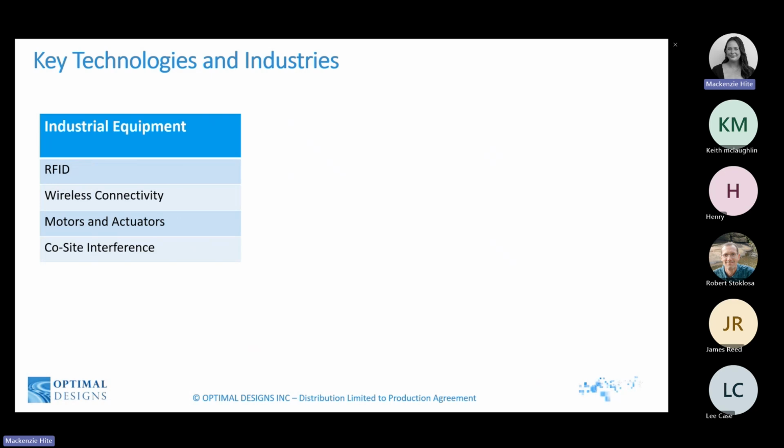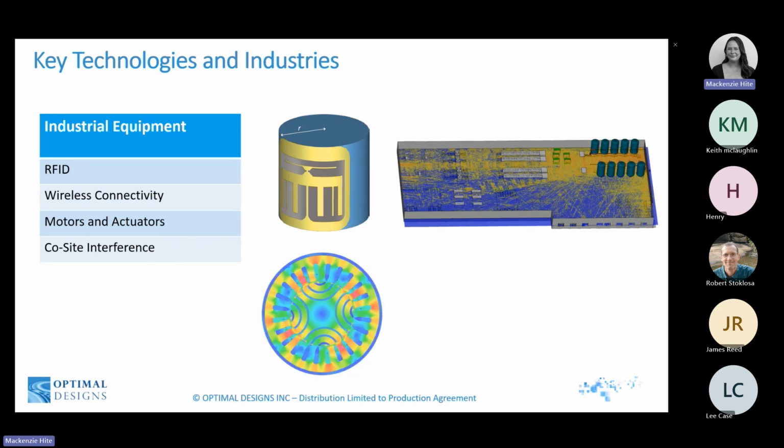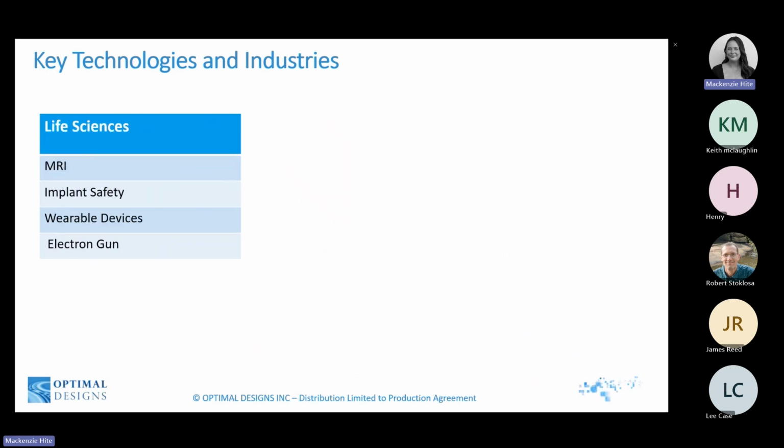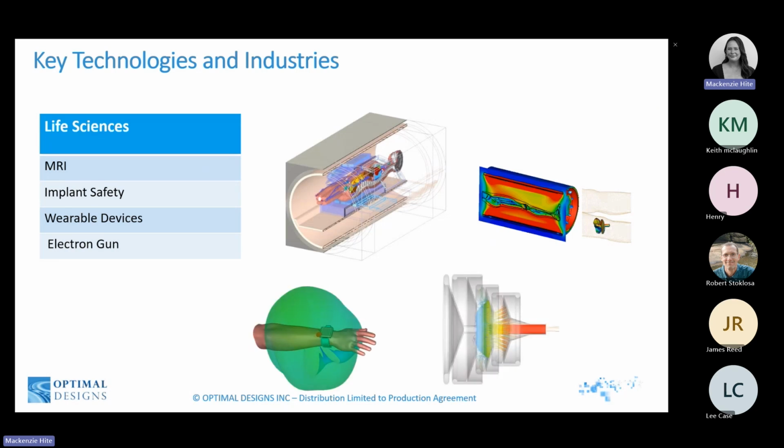In industrial equipment, applications include RFID design, wireless connectivity on assembly line or warehouse, motors and actuators, and again, co-site interference for closely placed antennas. In life sciences, applications include MRI devices, wireless implants, wearable devices, as well as electron guns.